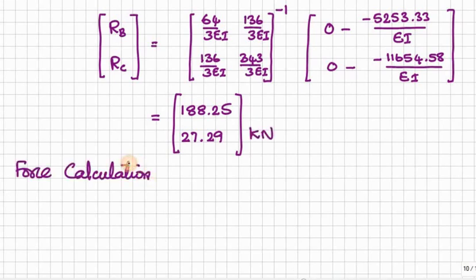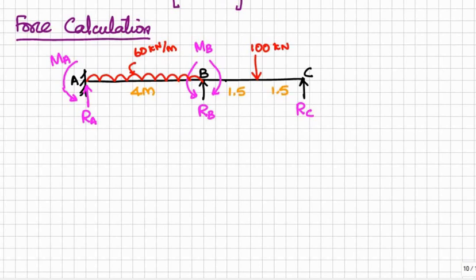So it comes under force calculation. This is the diagram with all possible notations. C support is a hinge support, therefore there is no moment at all. But B joint is an intermediate joint, therefore we will have opposite moments MB on both sides. And A is a fixed support, therefore we have the MA reaction. Then we have the RA reaction, RB reaction at B, and RC reaction at C.